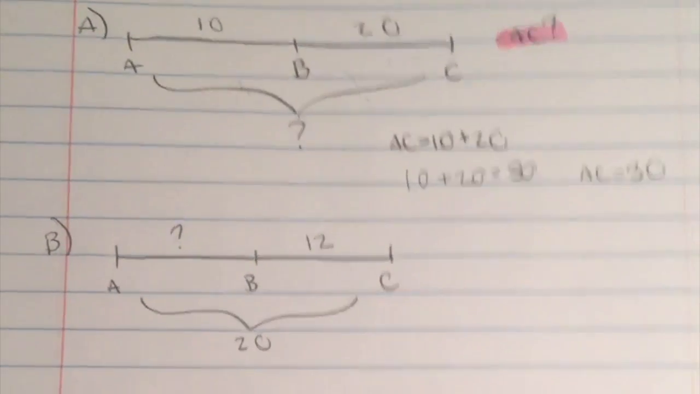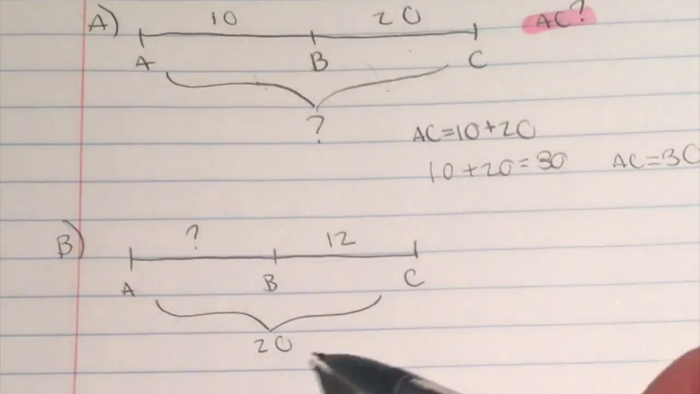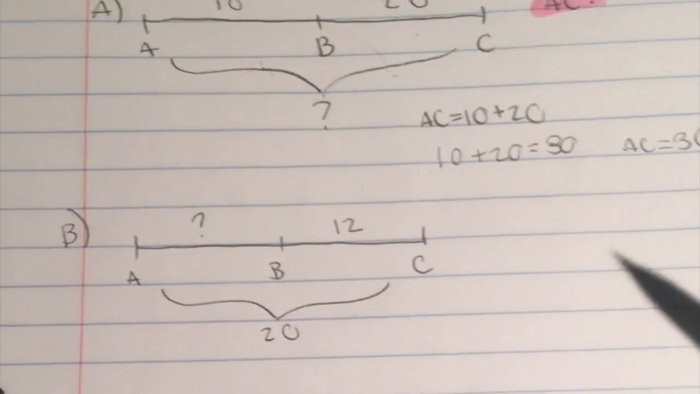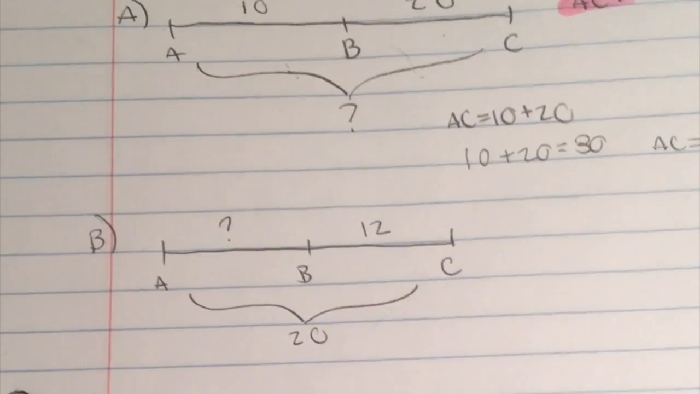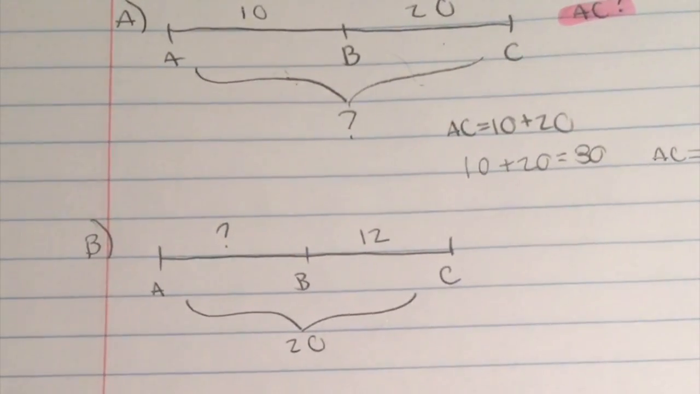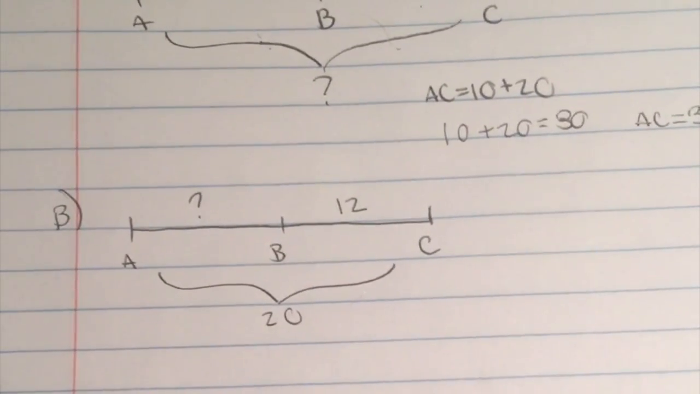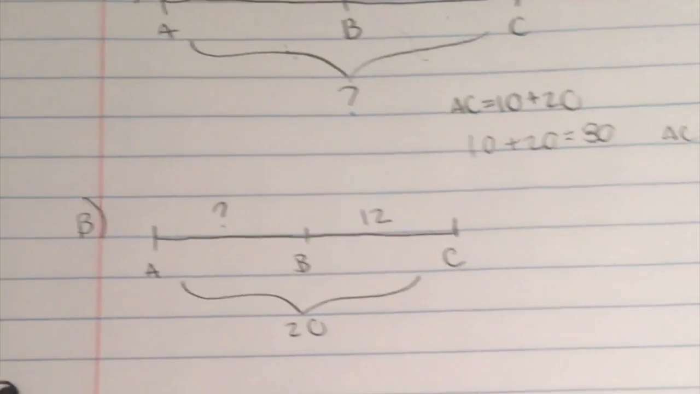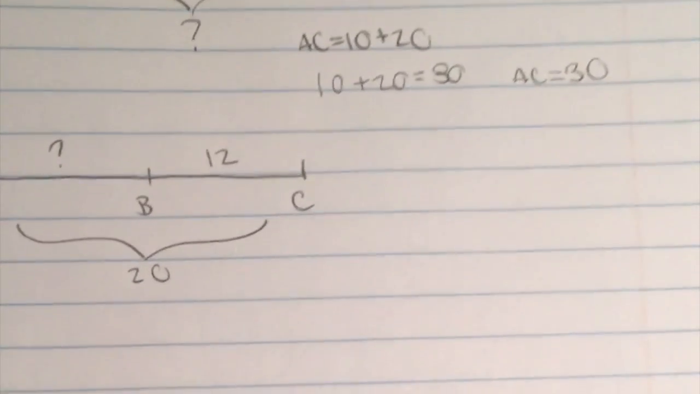So here's part B. I set up another number line. As you can see, we are now given the total of A to C, and we're also given B to C. So the question is asking, if AC equals 20 and BC equals 12, then what's the length of AB? Now for this one, it's a little bit different because you're no longer solving for the total, but instead just an individual segment. So the first thing that you're going to do is set up your equation.